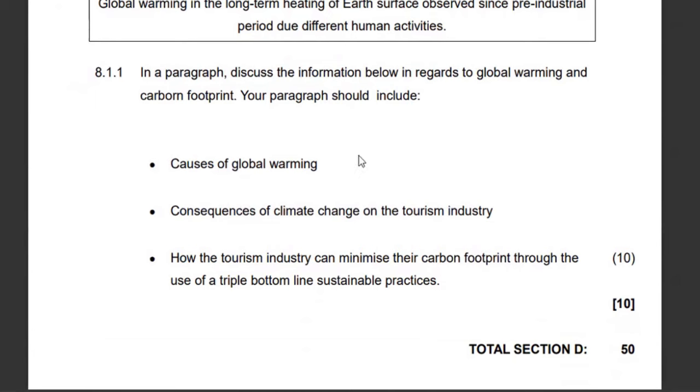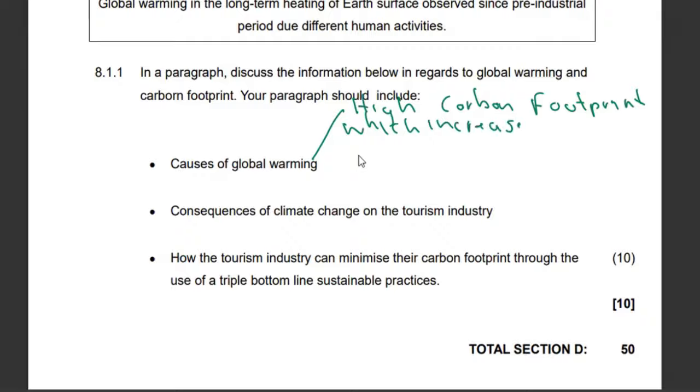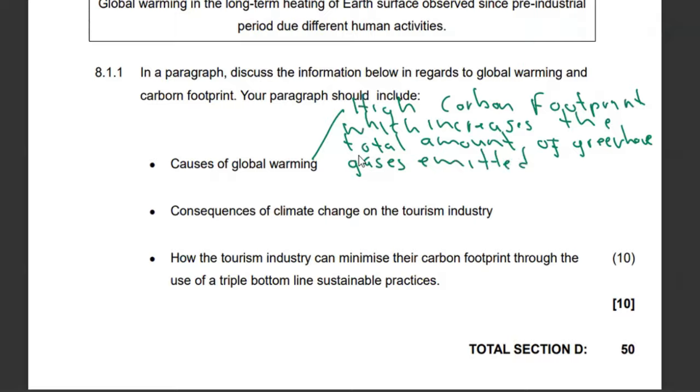So global warming is caused by the following things. I'll write the points which you can include. High carbon footprint, which increases the total amount of greenhouse gases emitted into the atmosphere.